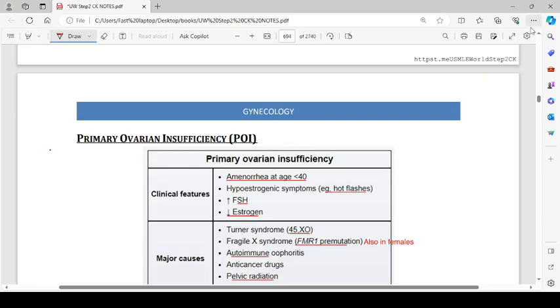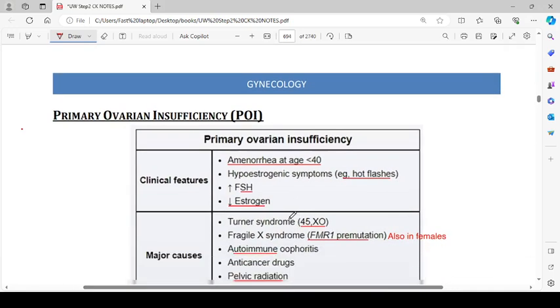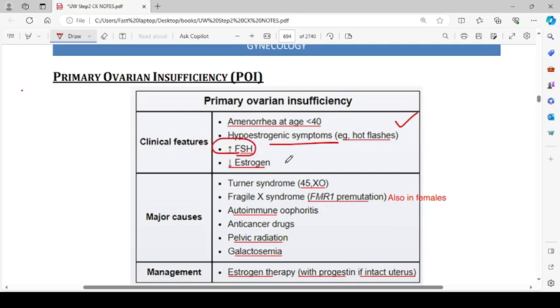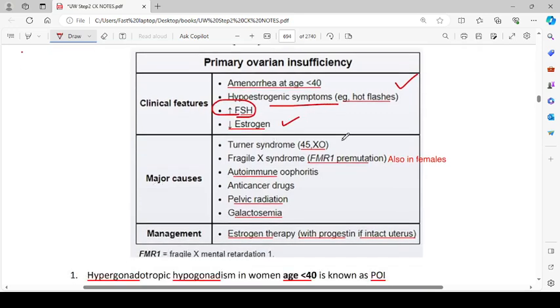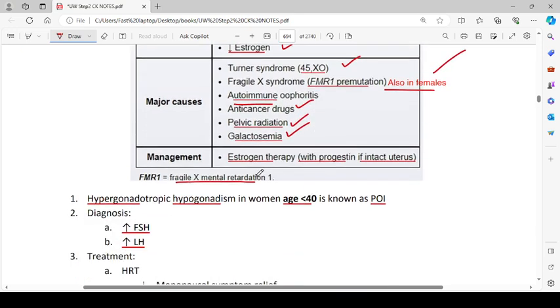Primary ovarian insufficiency. So it is an early version of menopause. Primary ovarian insufficiency means clinical features include amenorrhea at age less than 40, hypoestrogenic symptoms like hot flashes, increased FSH, and low estrogen. Major causes are Turner syndrome 45XO, Fragile X syndrome, FMR1, Fragile X mental retardation 1, also in females, autoimmune oophoritis, anti-cancer drugs, pelvic radiation, and galactosemia. Management is estrogen therapy with progestins if the uterus is intact.